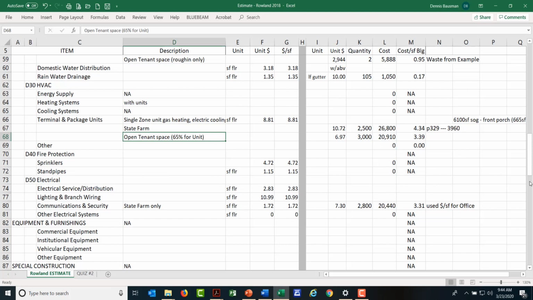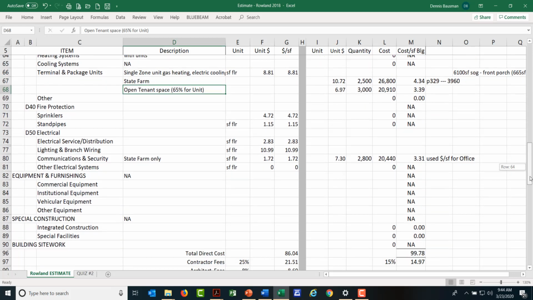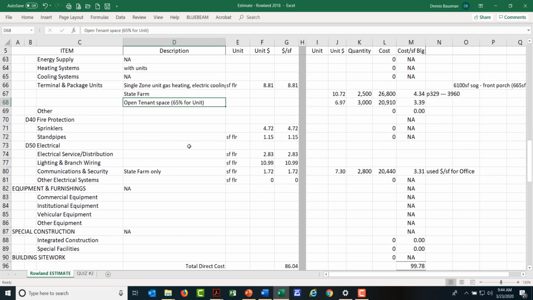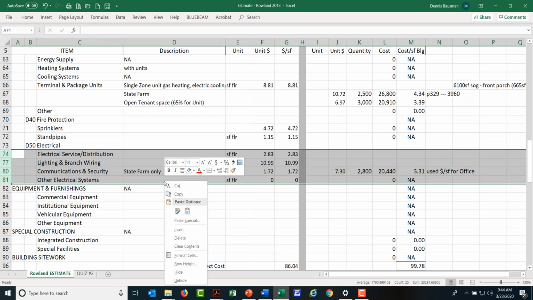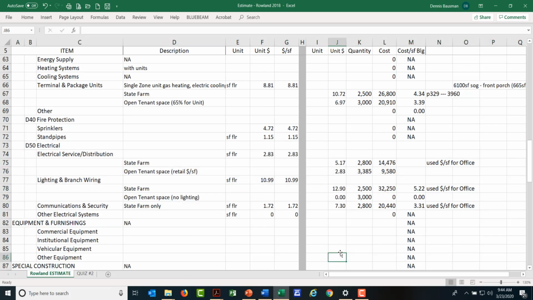Fire protection, by my evaluation of the documents, there is no fire protection, so I didn't put any in, okay? Electrical, if you picked up Means, you'd see this, and I think I changed that to that. So now, again, I broke it into State Farm and open space.